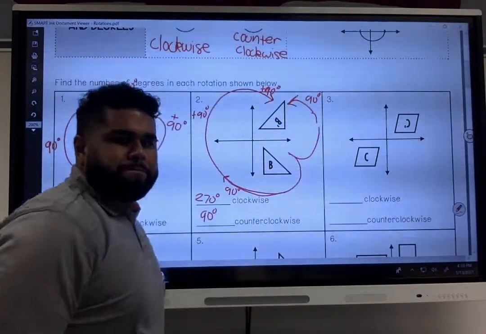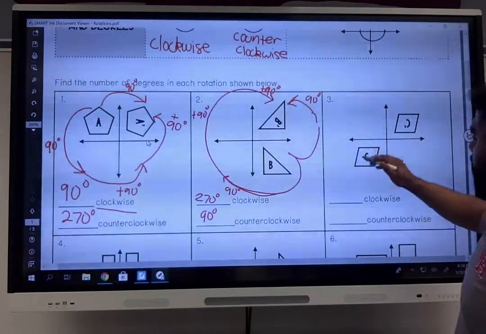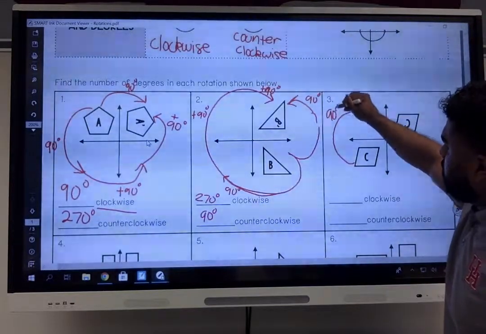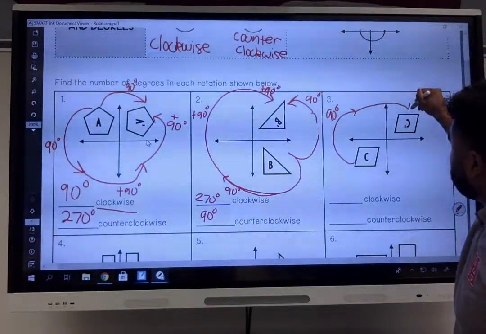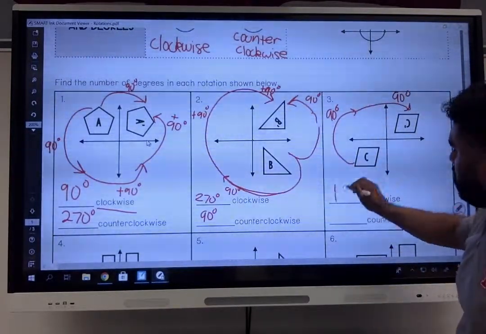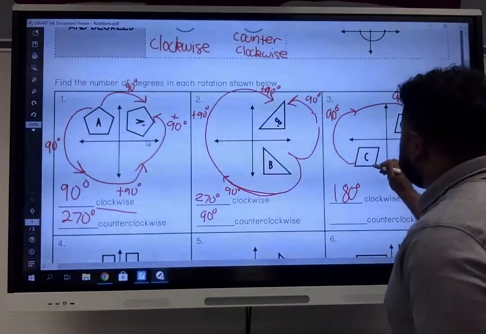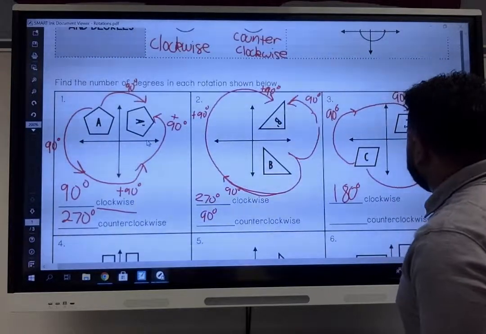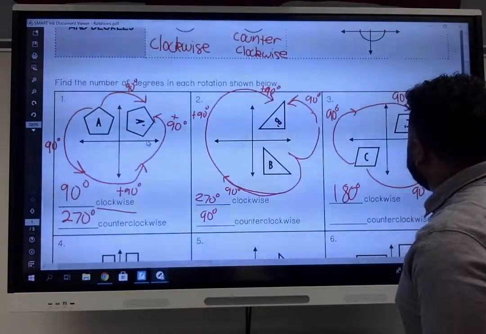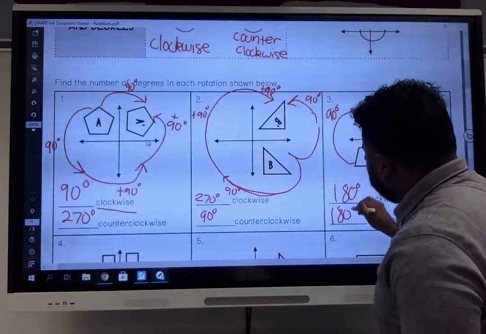All right, so let's start right here. We're going to go clockwise. That's 90 degrees, and then another 90 degrees to get where it is right there. 90 plus 90 would equal 180. So that was clockwise. Now let's go the other way, counterclockwise. We're going to go once right here. So that's 90, and then another 90 degrees. And would you look at that? 180 degrees again.